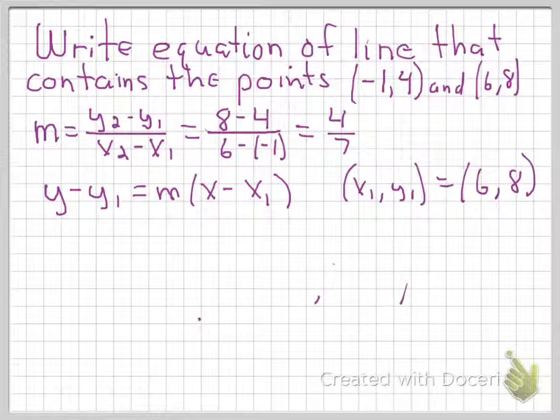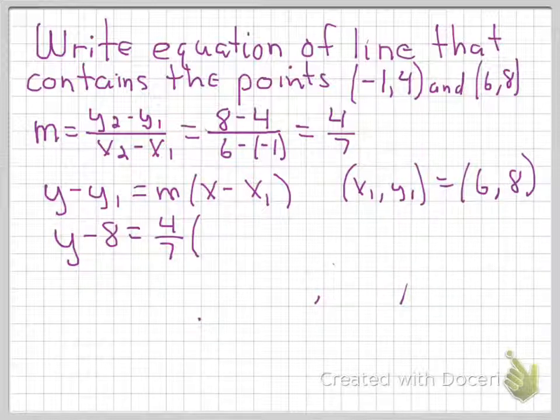Okay, so the equation of our line in point-slope form is y minus the y-coordinate, 8, is equal to the slope, which is 4/7, times x minus the x-coordinate, which is 6. On our next slide, we'll show how to convert this equation into slope-intercept form in case that's what we'd like to have.